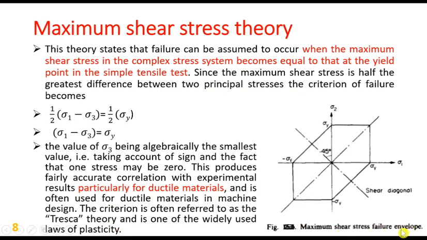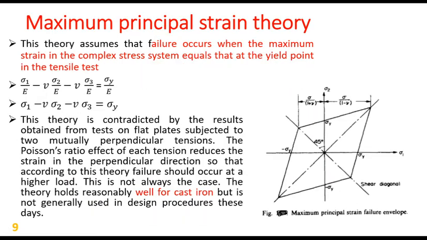So that is the locus or envelope for maximum shear stress. When you draw this, it is a square, then triangle, so that is the envelope. If the values of sigma 1 and sigma 2 lie within this envelope, it is safe according to this theory. If it is going out, it is unsafe. Maximum principal strain theory. This theory assumes that failure occurs when the maximum strain in the complex stress system equals that at the yield point in the tensile test.